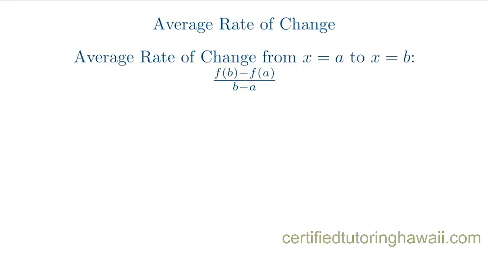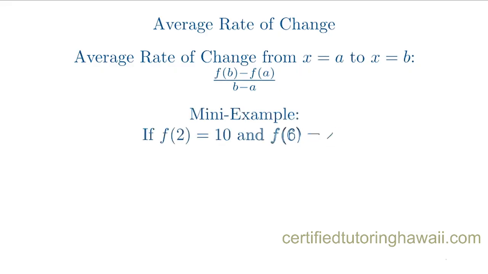The numerator, f of b minus f of a, represents the total change in the output. The denominator, b minus a, represents the total change in the input. So it's simply change in output over change in input. Let's apply this with a mini example. We won't use a specific function, just some data points. Suppose we know that for a function f, f of 2 equals 10 and f of 6 equals 22. Let's find the average rate of change on the interval from x equals 2 to x equals 6.